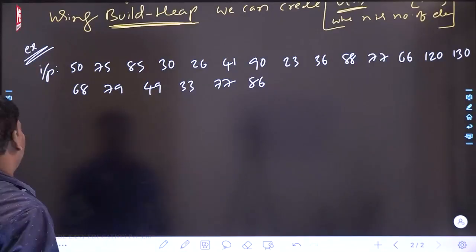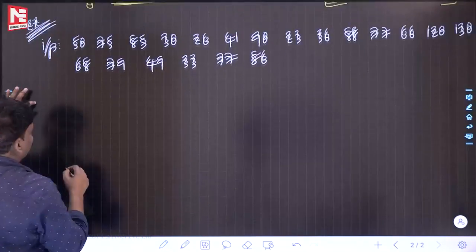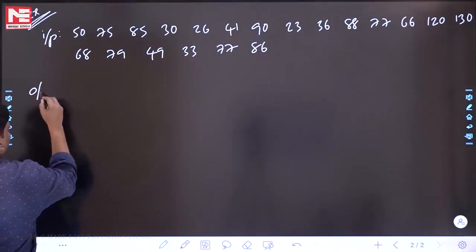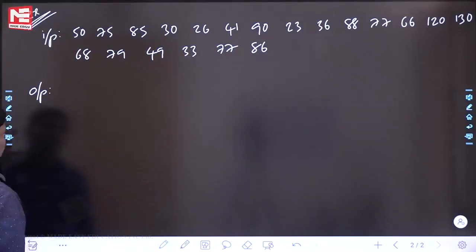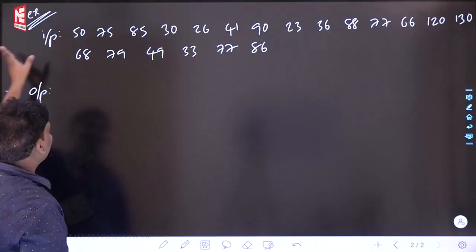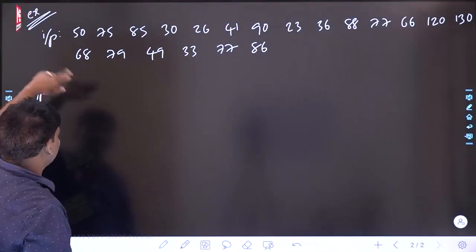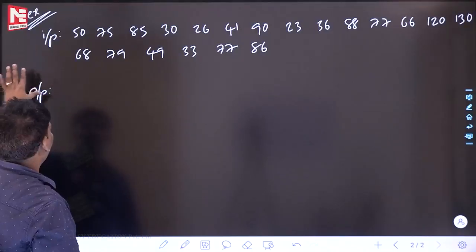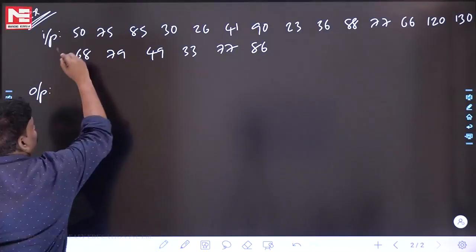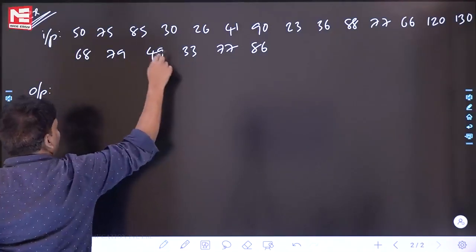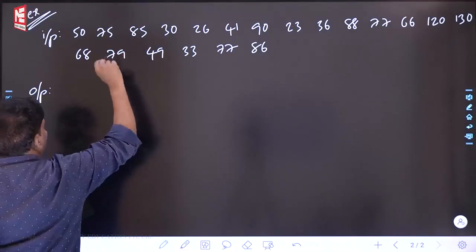Please take care. See this one. This is the input. Output, see the output. How to create, I am explaining. Output is going to be first step. Right? For these elements, if you want to create the max heap tree using build heap method, output is going to be this one. Right? All the elements, whatever is there, in the form of an almost complete binary tree.